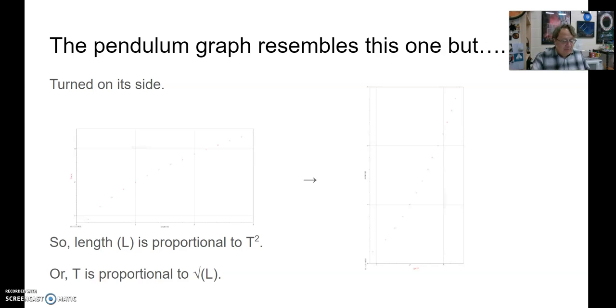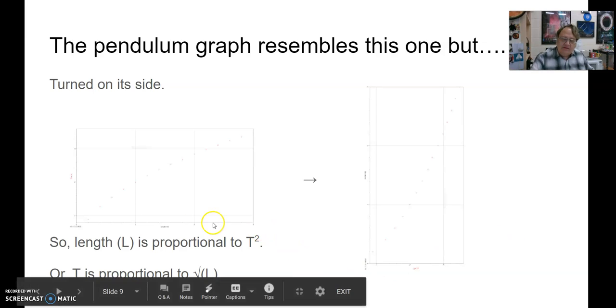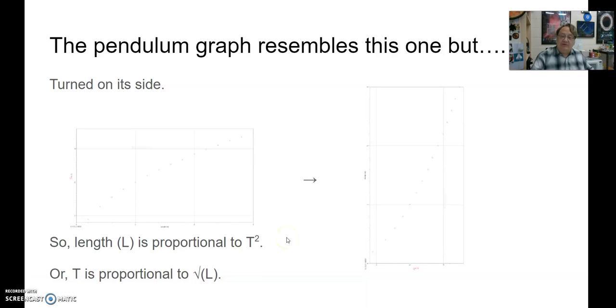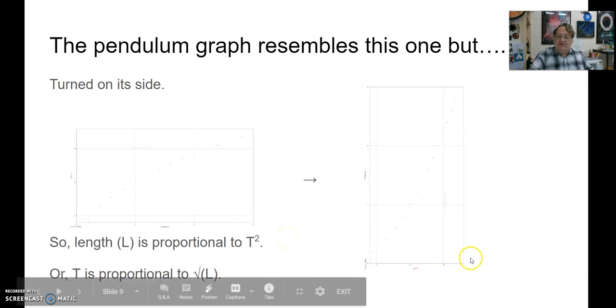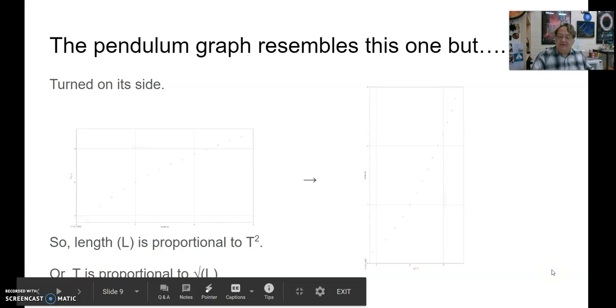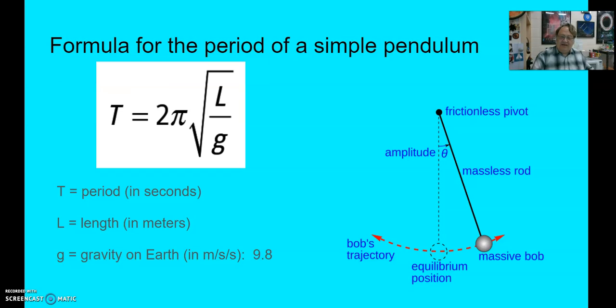If it's a parabola, we can test this. If it's a parabola, the length is proportional to the time squared. Another way of saying that is that the time is proportional to the square root of length. What I did was I actually took the square root of both the length and the time squared. The square root of time squared is time, and the square root of length is just square root of length. Now, when you do that, you start to see what this formula looks like. And that is it. That is the formula for the period of a simple pendulum.